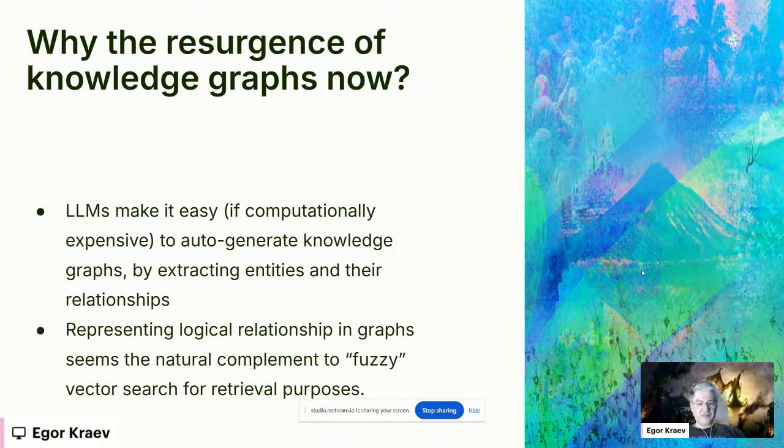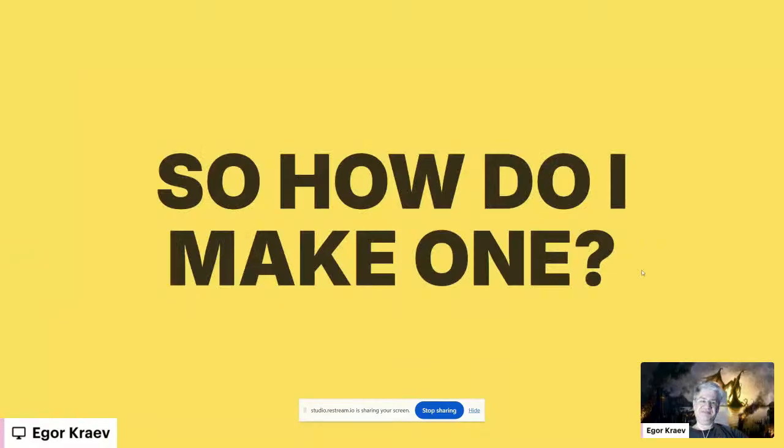And why is there a resurgence in knowledge graphs? Because they've been around forever. They've been probably around since before I was born. But the reason they are now resurgent is because LLMs make it really easy to generate them. And also, it looks like they might be useful for retrieval purposes, and people are trying to make them so.